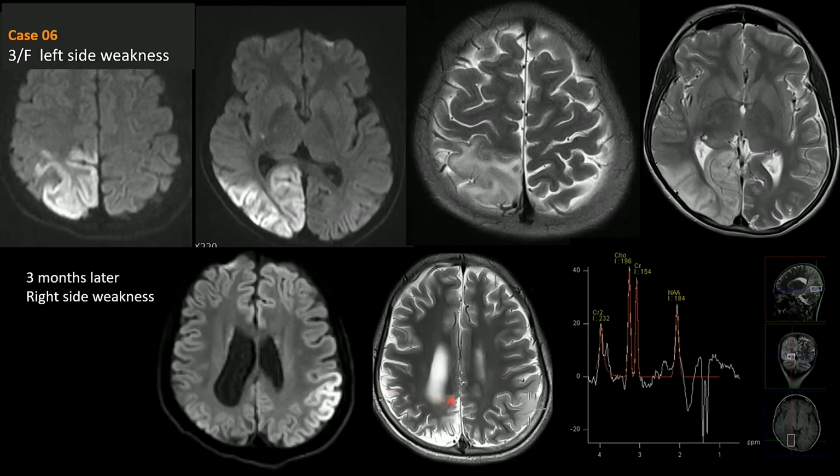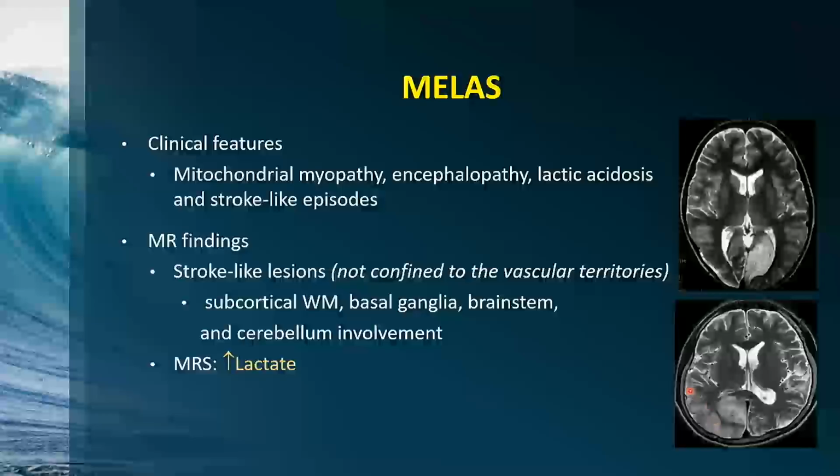In that situation, we suspected inborn error of metabolism, and MR spectroscopy was done, and we can see the doublet inverted on the intermediate TE protocol. So we can see the lactate peak here. So this is the case of MELAS. It's mitochondrial myopathy, encephalopathy, lactic acidosis, and stroke-like episodes.